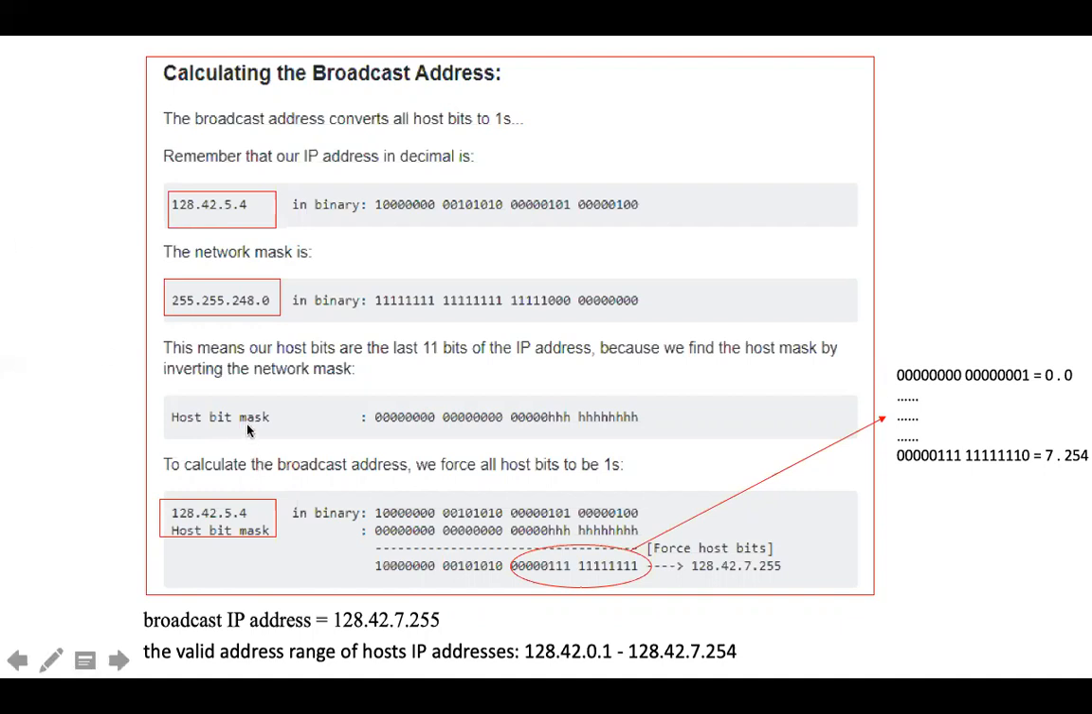So this is the host bit mask. How to get the host bit mask is by inverting the network mask. By inverting this network mask, you will get the host bit mask. Next, to calculate the broadcast address, we force all host bits to be 1. So 128.42.5.4, this is the IP address, and this is the host bit mask.